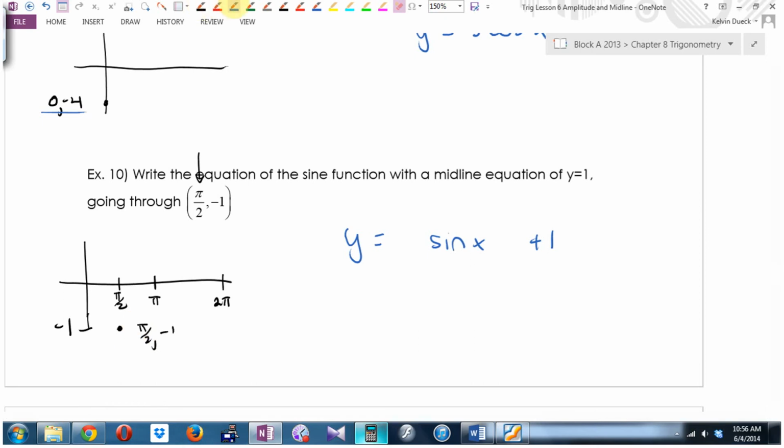So I think it's negative. And if I'm starting right there, well, that's terrible scale, Mr. Dueck. If I'm starting at +1, what's my amplitude? Okay. That's the only way. That's a very tough question, but that's the only way that I can get there. If I'm going through pi by 2, comma, -1, I must have been a negative sine graph. And if I have a midline of +1, the only way I can go through there is if my amplitude is 2.